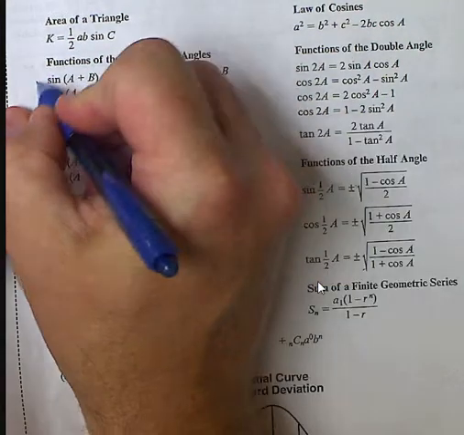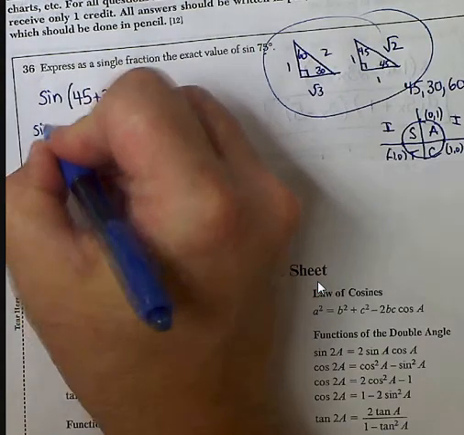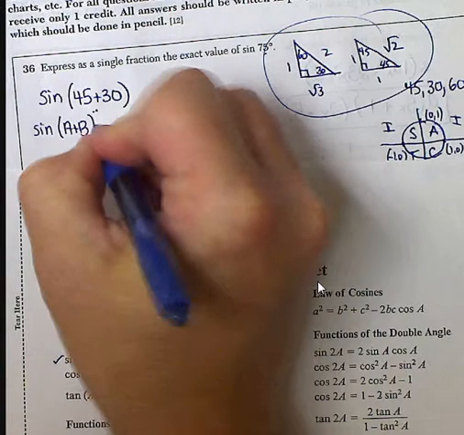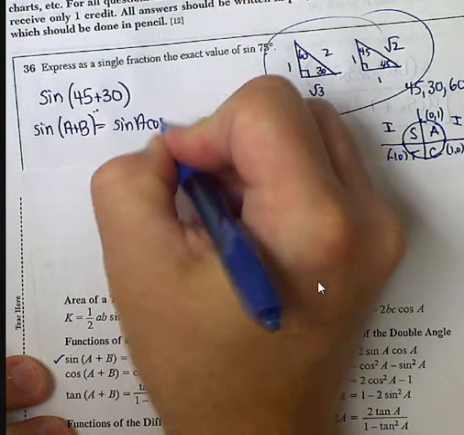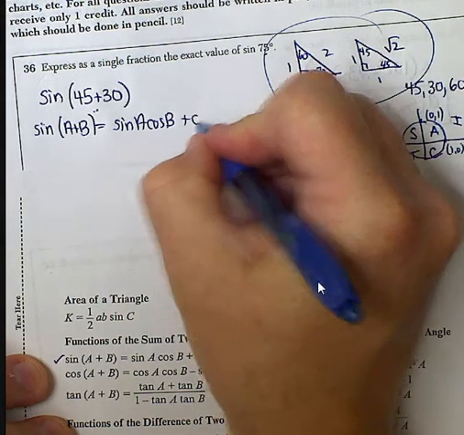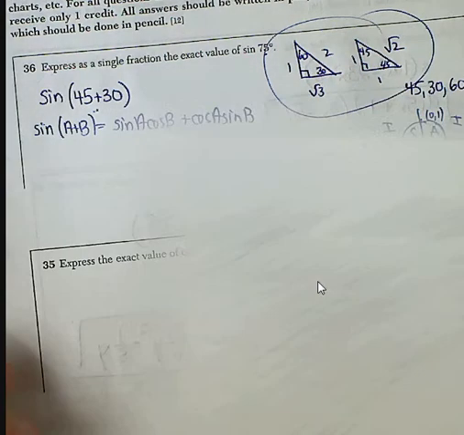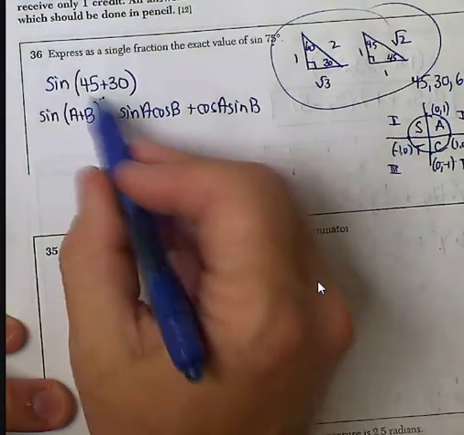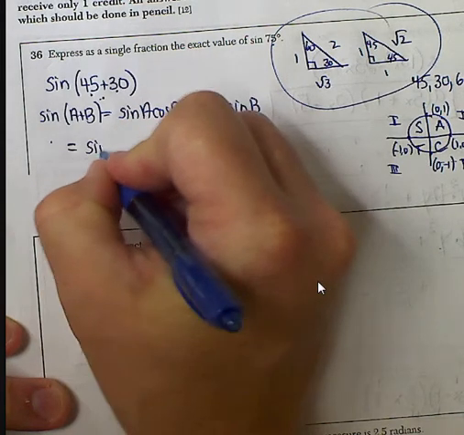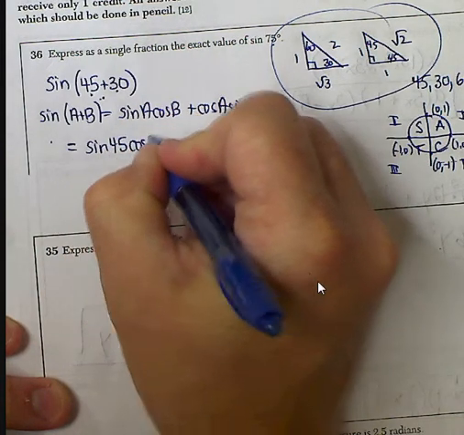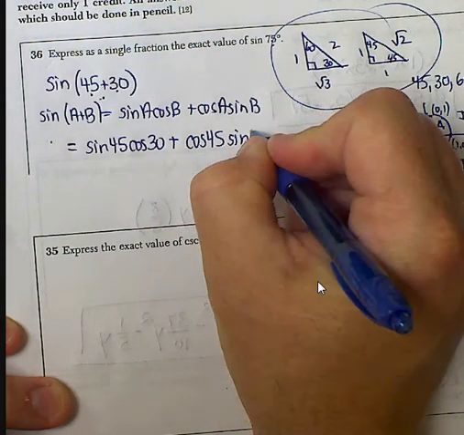This is the one I'm going to use because I wrote it as the sine of the sum of two angles. So I'm going to write that down. Sine of A plus B is equal to, copying this formula, sine A cosine B plus cosine A sine B. Once you have that formula down, we're done with the sheet. I'm just going to now substitute in. My A is going to be 45 and my B is going to be 30. So now this becomes sine of 45, cosine of 30, plus cosine of 45, sine of 30.